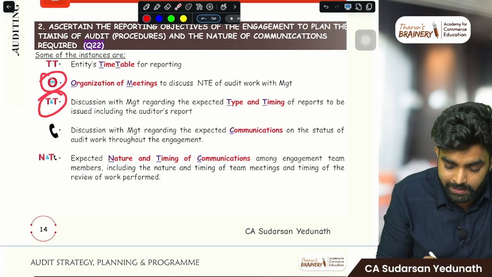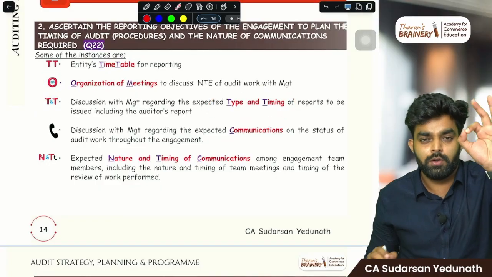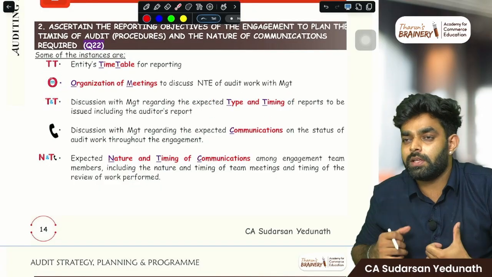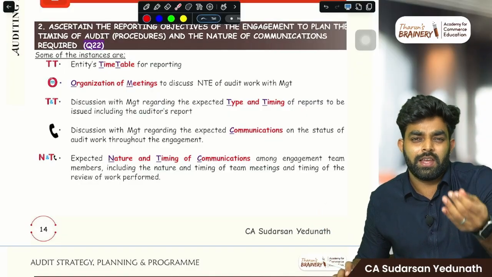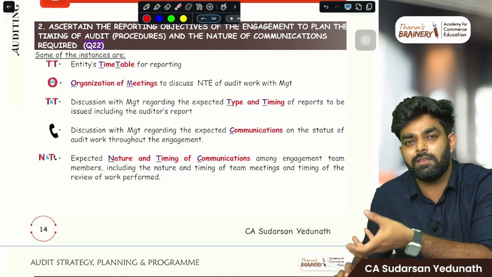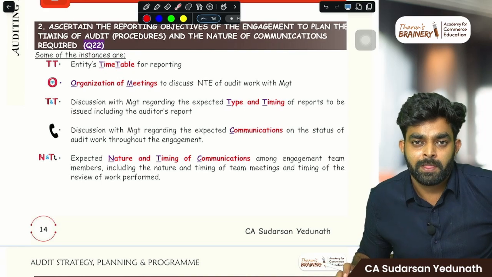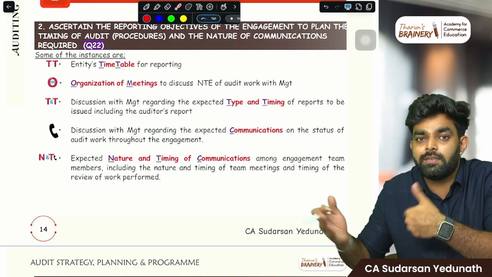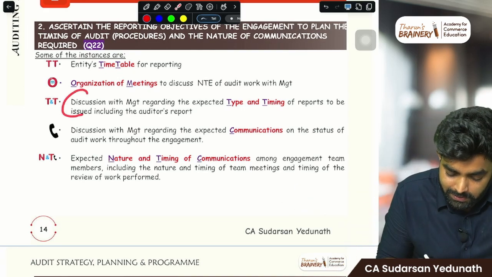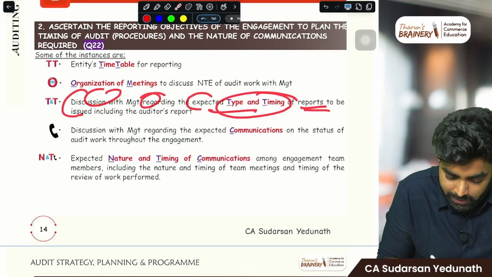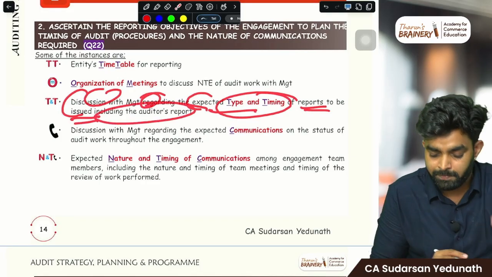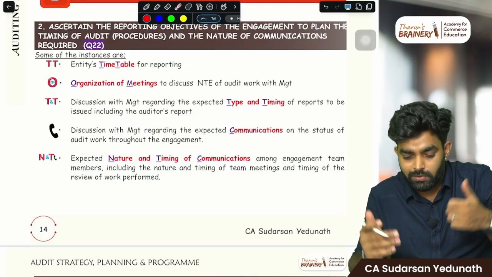Then TNT, type and timing of reports. You are doing the audit, so sometimes you will be doing the internal control checking also in detail. Sometimes management will say, sir, anyways you are doing the internal control checking, can you give an assurance report on internal control checking? So these kinds of reports also sometimes you will give along with auditing. So discuss with the management regarding the expected type and timing of reports to be issued, including the audit report. All the reports that we are going to issue, discuss with the management.